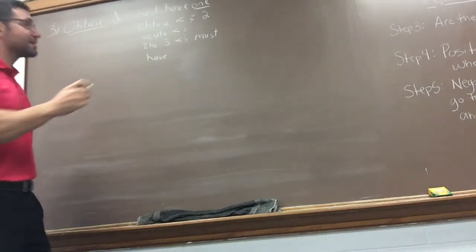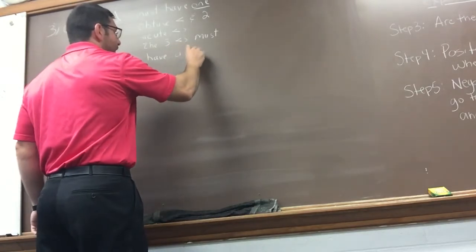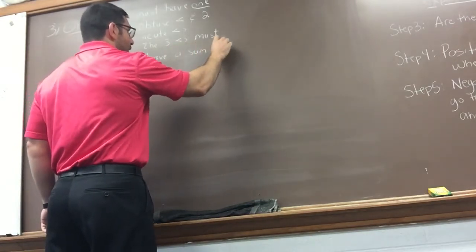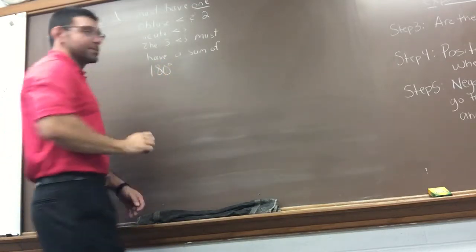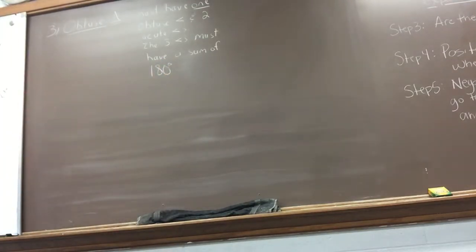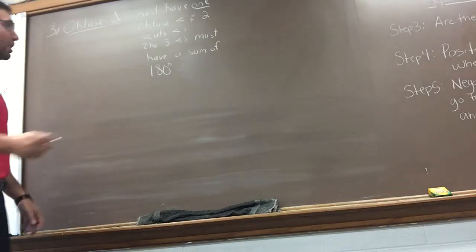The three angles must have a sum of 180 degrees. What does obtuse mean, Renee? It's greater than 90, but less than 180.